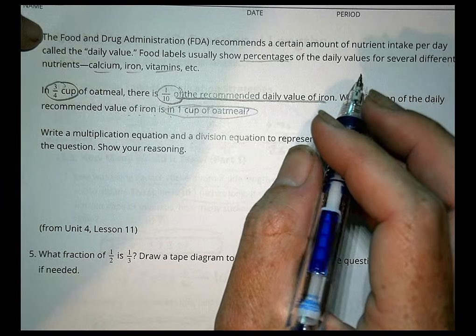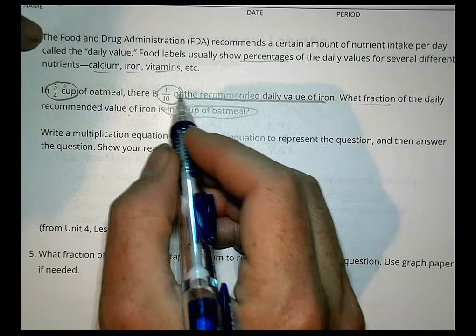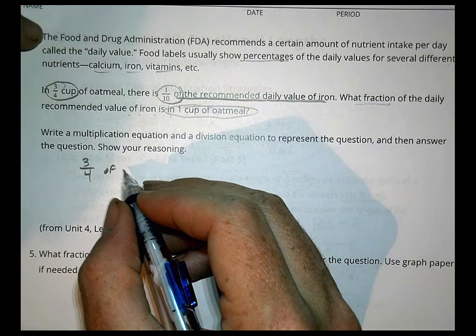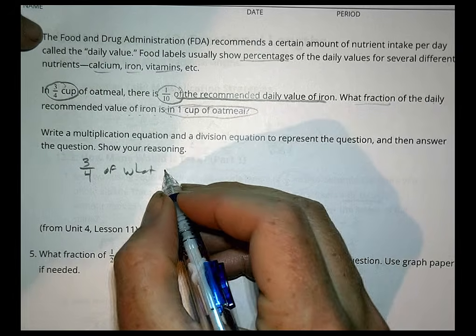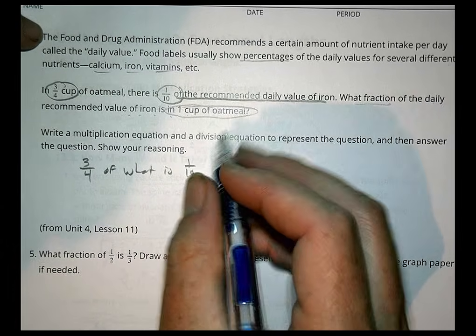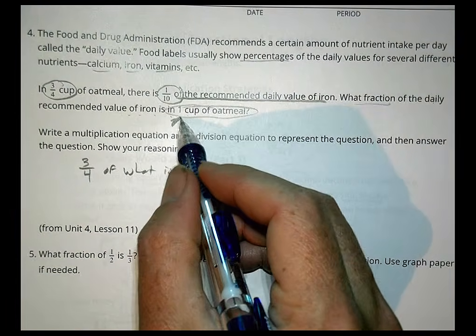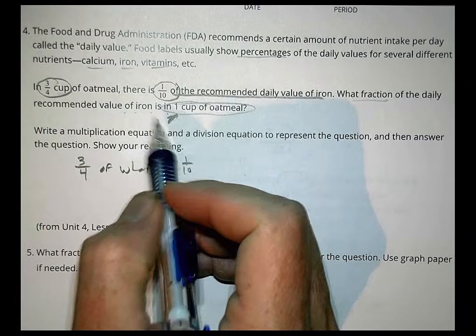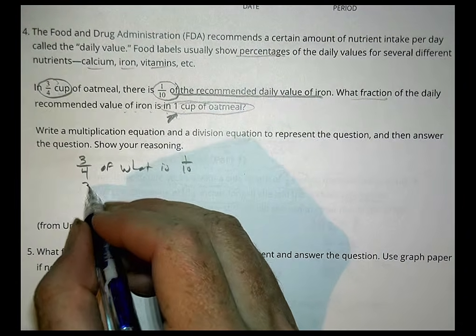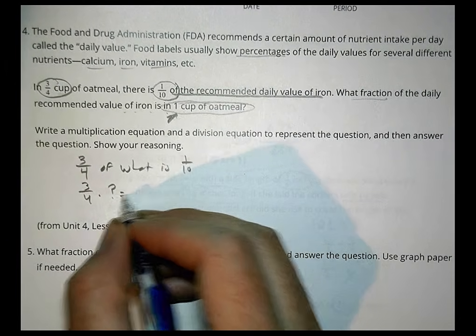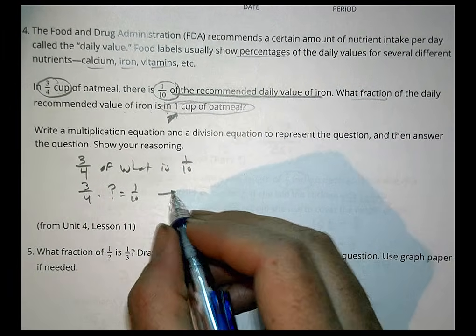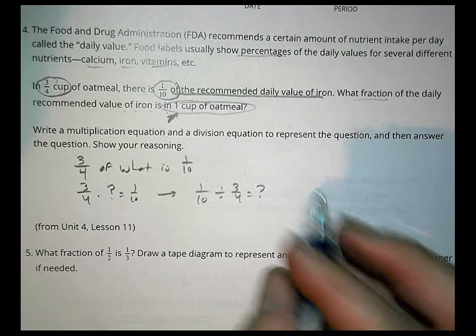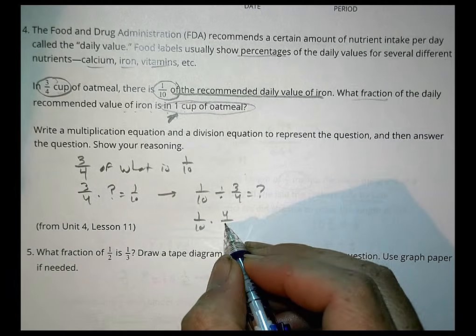Okay. So 1 cup of oatmeal. So 3/4 of a cup, we're saying here 3/4 of a cup. 3/4 of what is 1/10, right? So we're looking for what is in the 1 cup. So 3/4 of what amount is going to be 1/10 from what we know. 3/4 of the oatmeal is in 1/10. So this becomes 3/4 times something equals 1/10, or as a division problem, it is 1/10 divided by 3/4 equals, I don't know. So we will do 1/10 times the reciprocal.